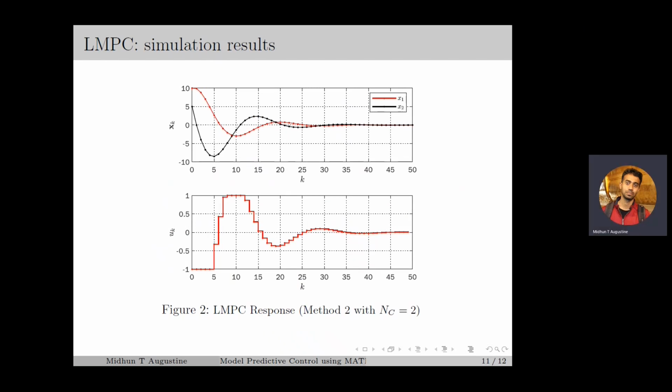Figure 2 shows the simulation response of LMPC with the method 2 for the control horizon NC equal to 2. Here, the response is almost similar to the previous one, which means the performance is not affected by reducing the control horizon. But the online computation is reduced since, in this case, the number of decision variables in Z equal to 2. For some systems, using a small control horizon may affect the performance. In that case, we have to adjust NC for obtaining a satisfactory performance.